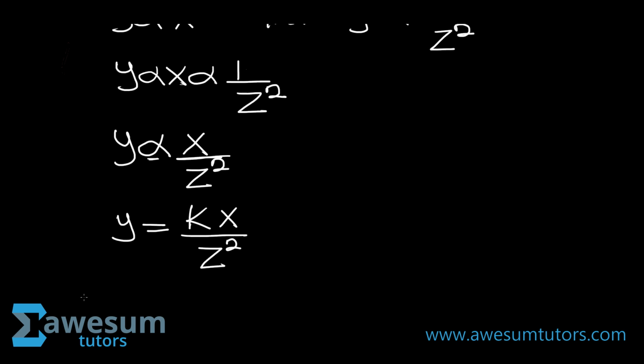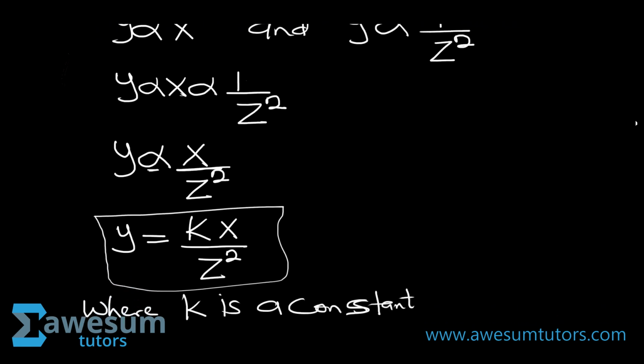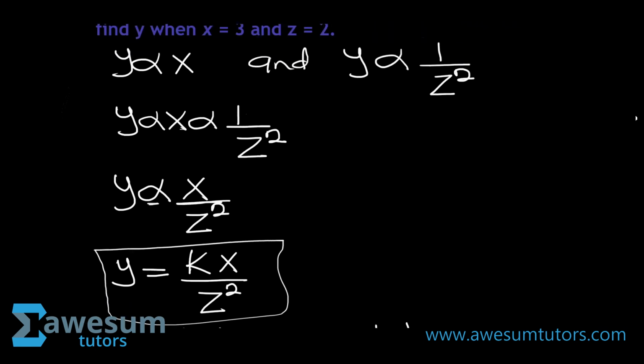So I can say where k is a constant. Take note of that, where k is a constant. So now let us solve the problem. We already have this right here, which will go a long way in guiding us to get the right answer. Now, y equals kx over z squared.